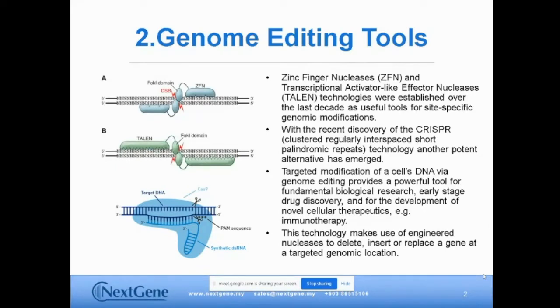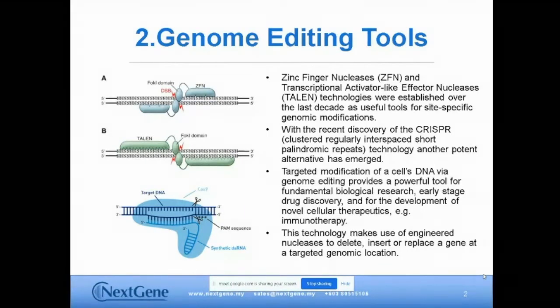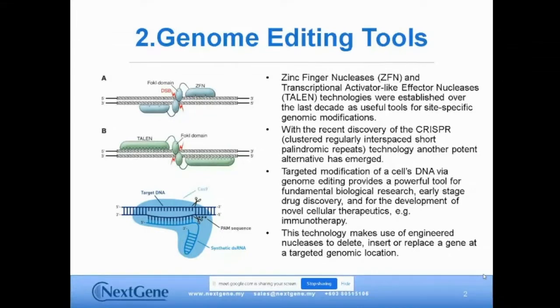What is special about this CRISPR technology is that it is able to provide a targeted modification of a cell's DNA via genome editing, and it actually provides powerful tools for fundamental biological research, early stage drug discovery, and for the development of novel cell therapy. So for example, immunotherapy. Genome editing tools make use of engineered nucleases to delete, insert, or replace a gene at a targeted genomic location.